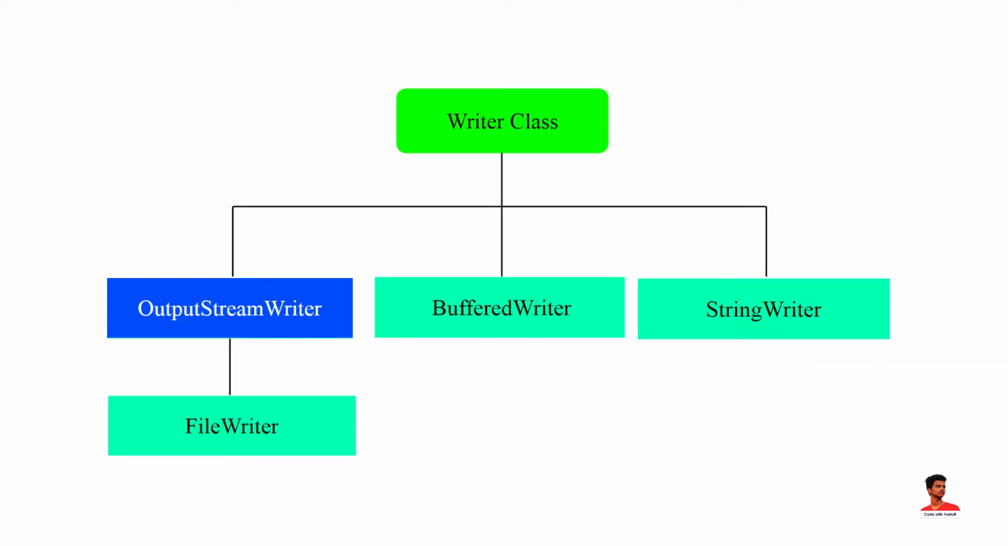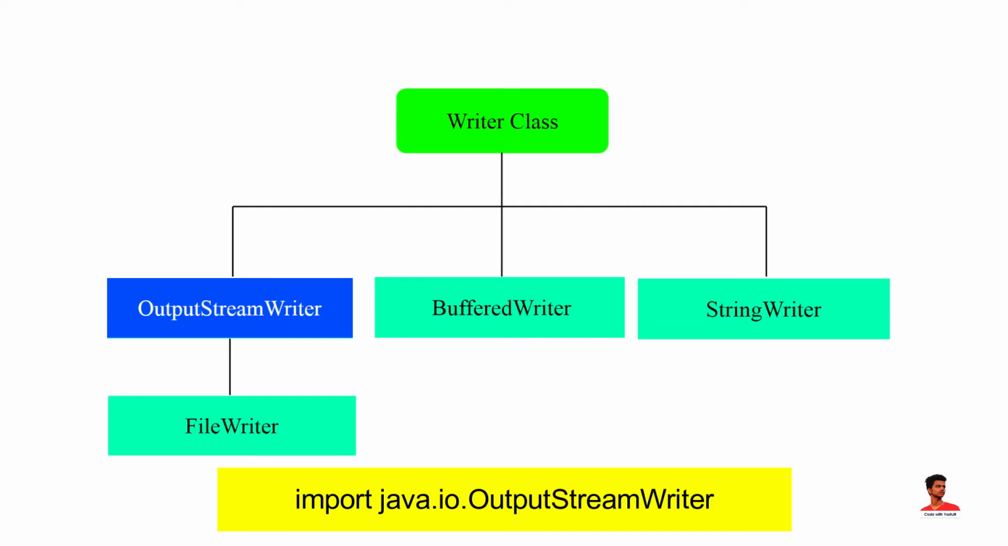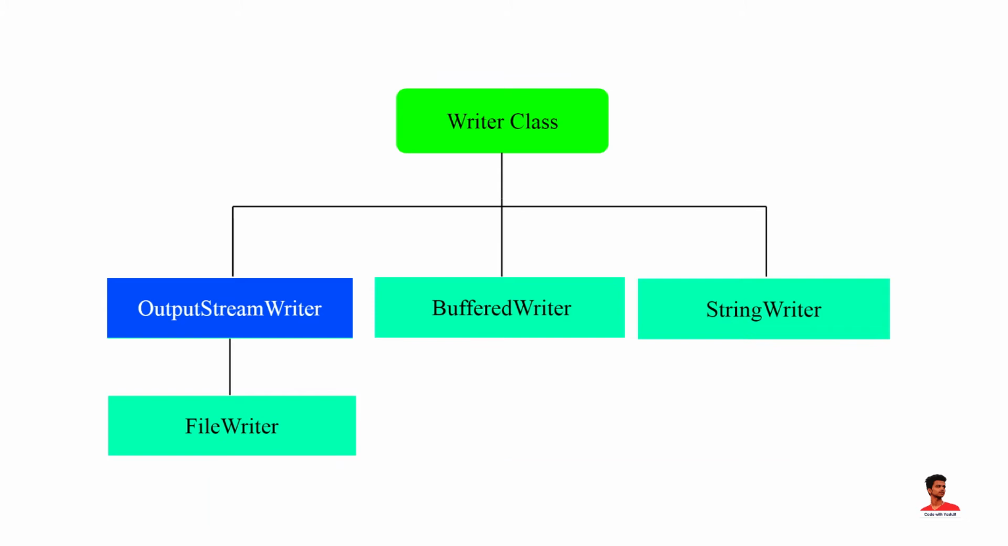For example, some characters require 2 bytes to be stored in the storage. To write such data, we can use the OutputStreamWriter that converts the character into corresponding bytes and stores the bytes together. In order to create an OutputStreamWriter, we must import the java.io.OutputStreamWriter package first. Once we import the package, we can create the OutputStreamWriter.